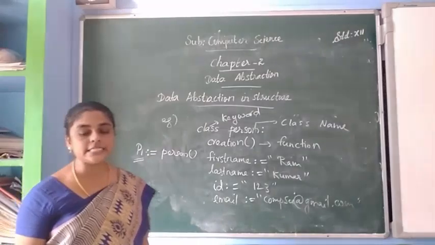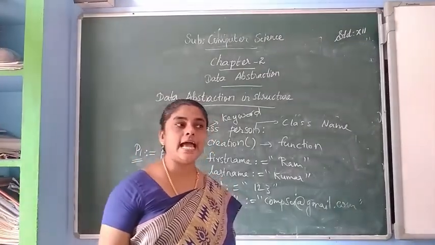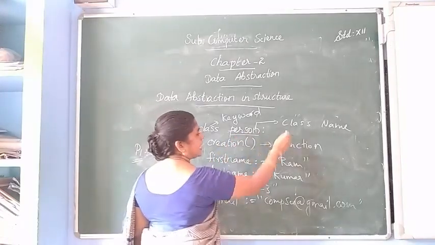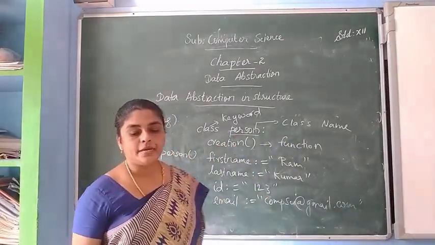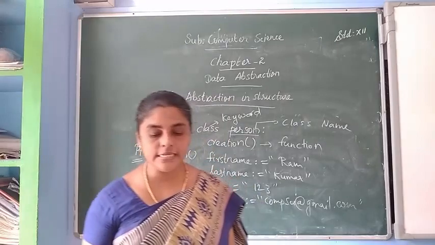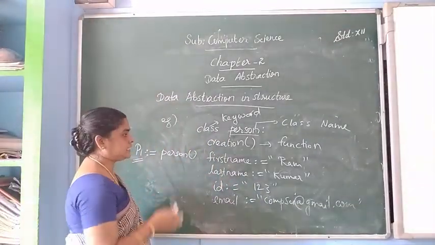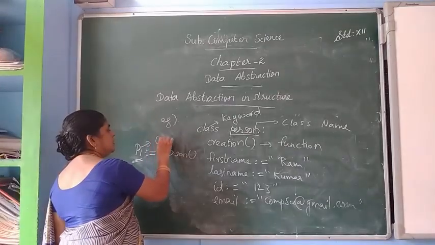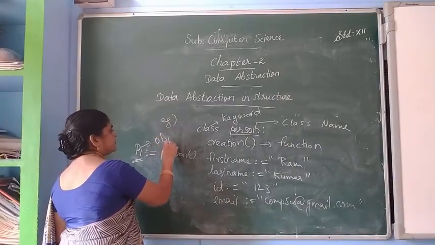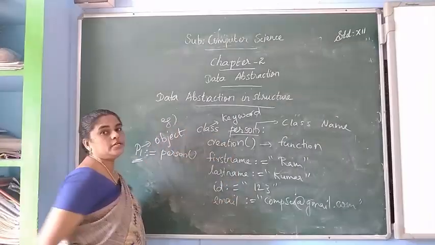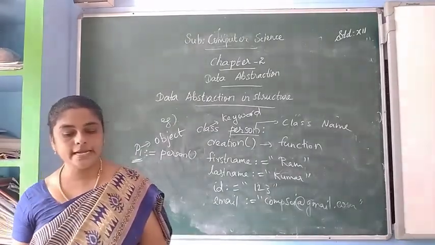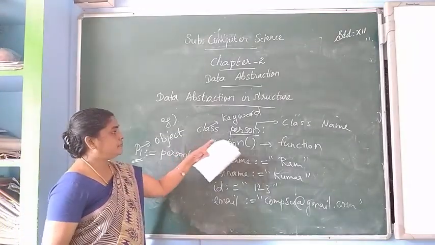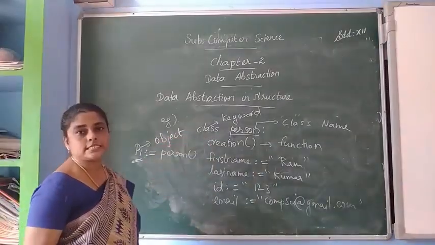Okay. So this person is referred to as a class or a type. Well, P1 is the object. This is the class instance. P1 is the object. This P1 is known as object. P1 is known as what? Object. Okay, can you understand about this class person, this data abstraction in structure?